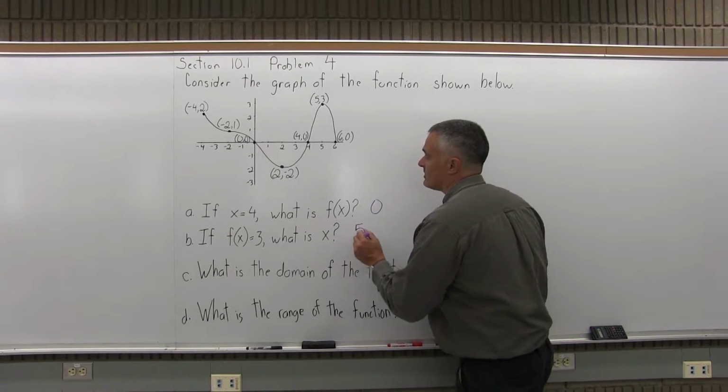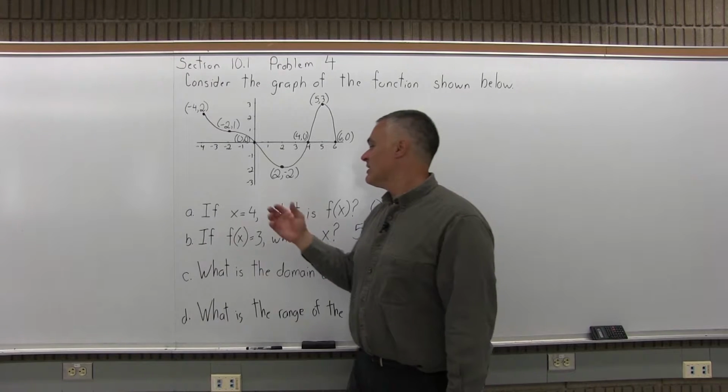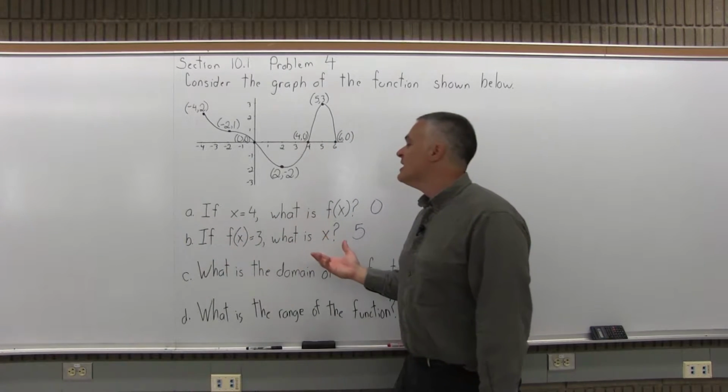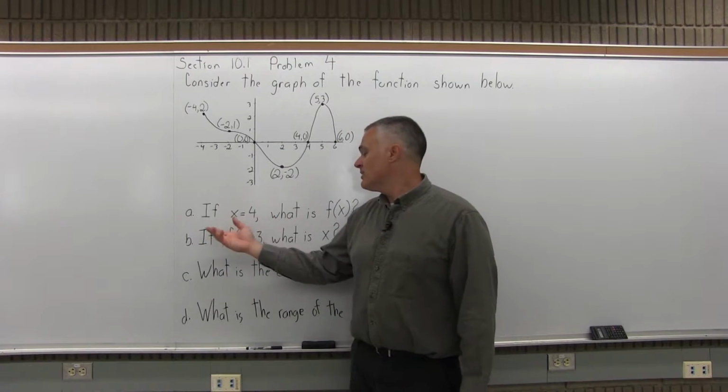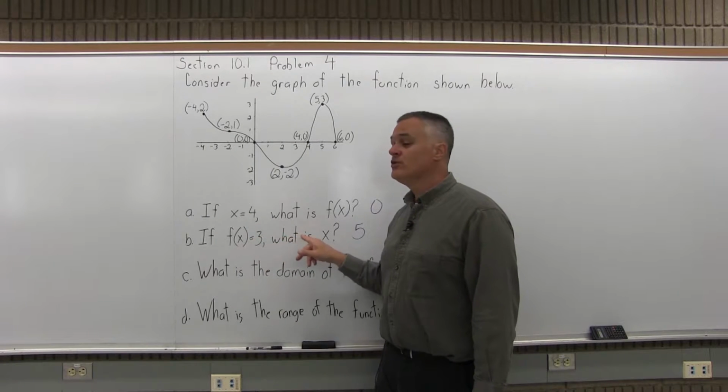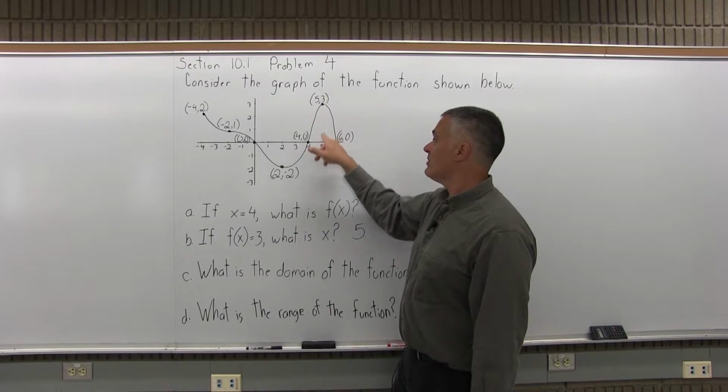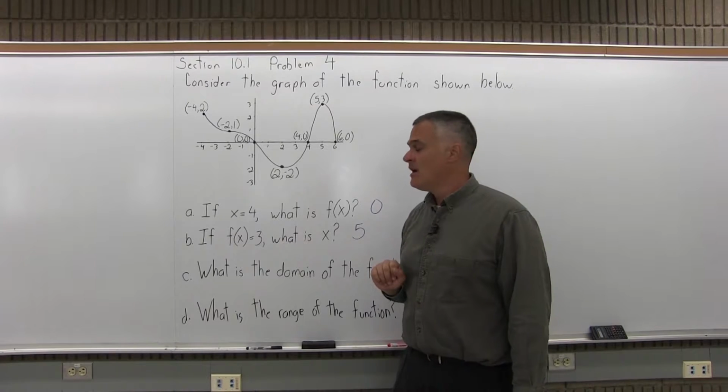And again, you can interpret this question, instead of if f of x is 3, what is x, as: if the function gave you out a 3, what did you put in? So if you got out a 3, you must have put in a 5.